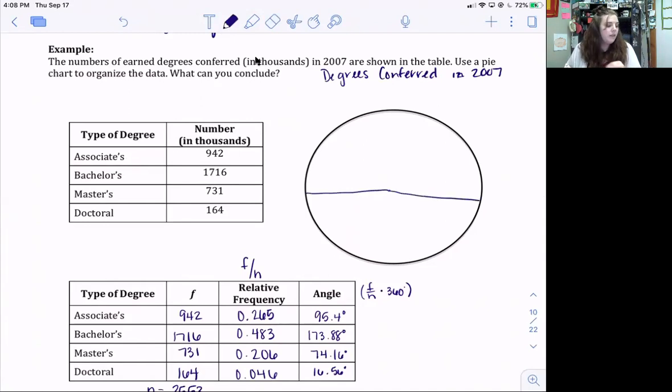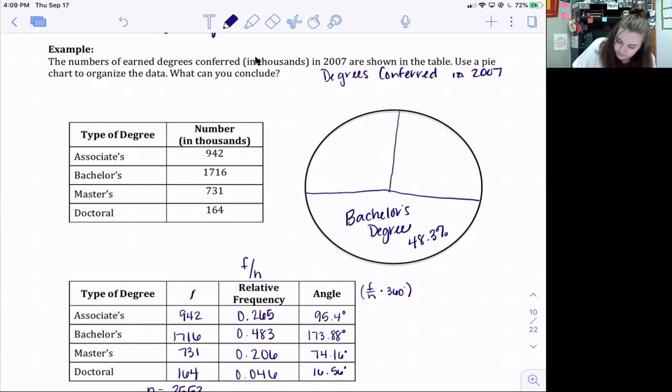Okay. And then when you label that bachelor's degree, we include the percentage. Okay, so our percentage is the same thing as our relative frequency, but we just multiply it by 100. So 0.483 gives us 48.3%. Okay. Next would be our associate's degree, which is going to be just more than a 90-degree angle, with 26.5%.